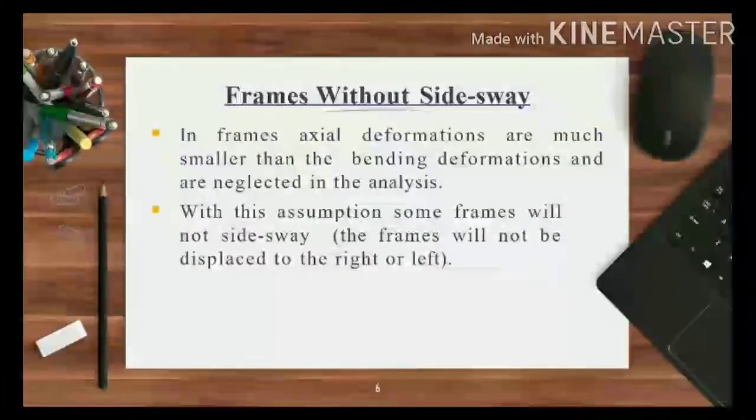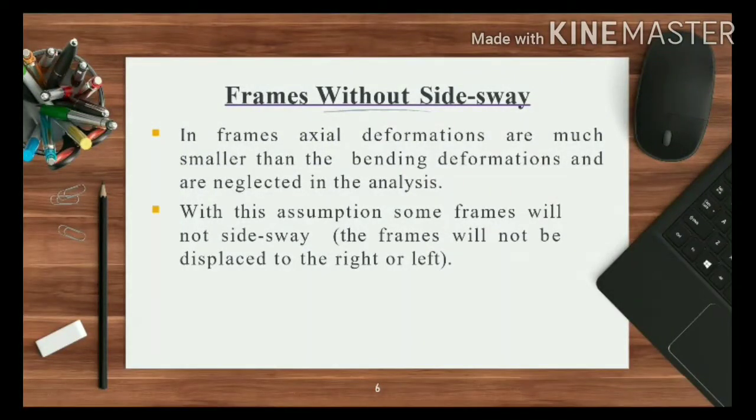First we consider the frames without side sway, that is, the non-sway frames. In frames, the axial deformations are much smaller than the bending deformations and hence they are neglected in the analysis. We already discussed this in the assumptions. The axial deformation of the beam is very small compared to the bending deformation. Hence, the axial deformation of the beam is neglected in the analysis using the slope deflection method.